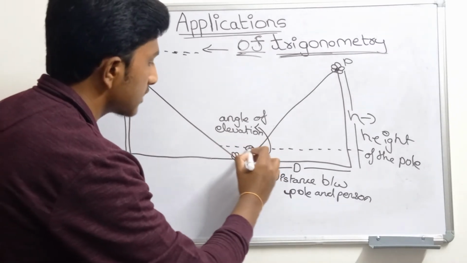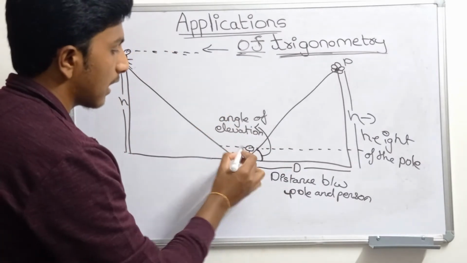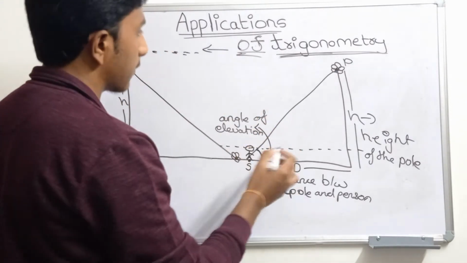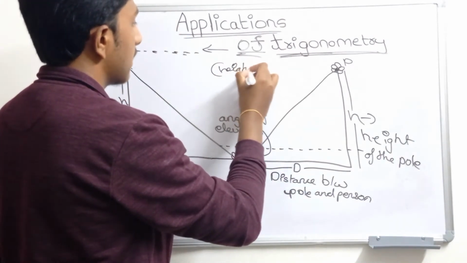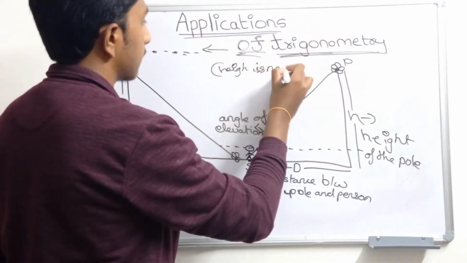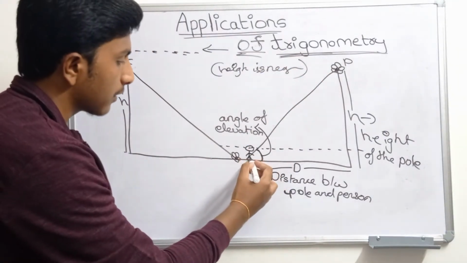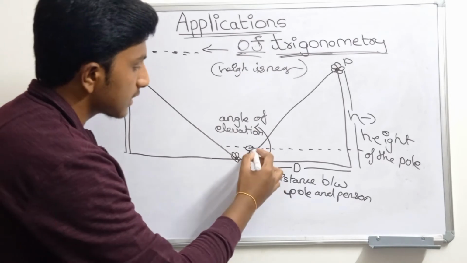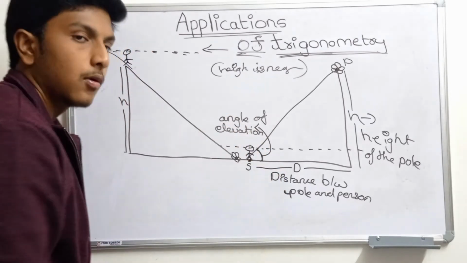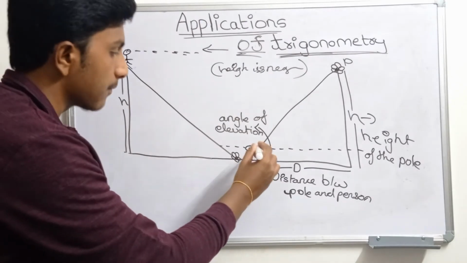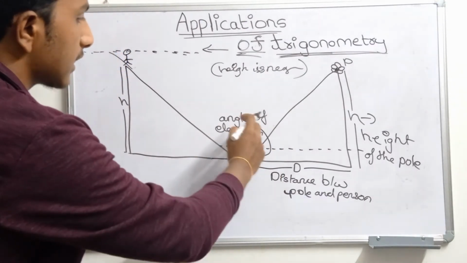Here the horizontal range of the person is this, but I have considered this because here I am taking the height of the person as negligible. If the height is negligible, the angle can be taken from the bottom, from here, guys. And this is the angle of elevation.